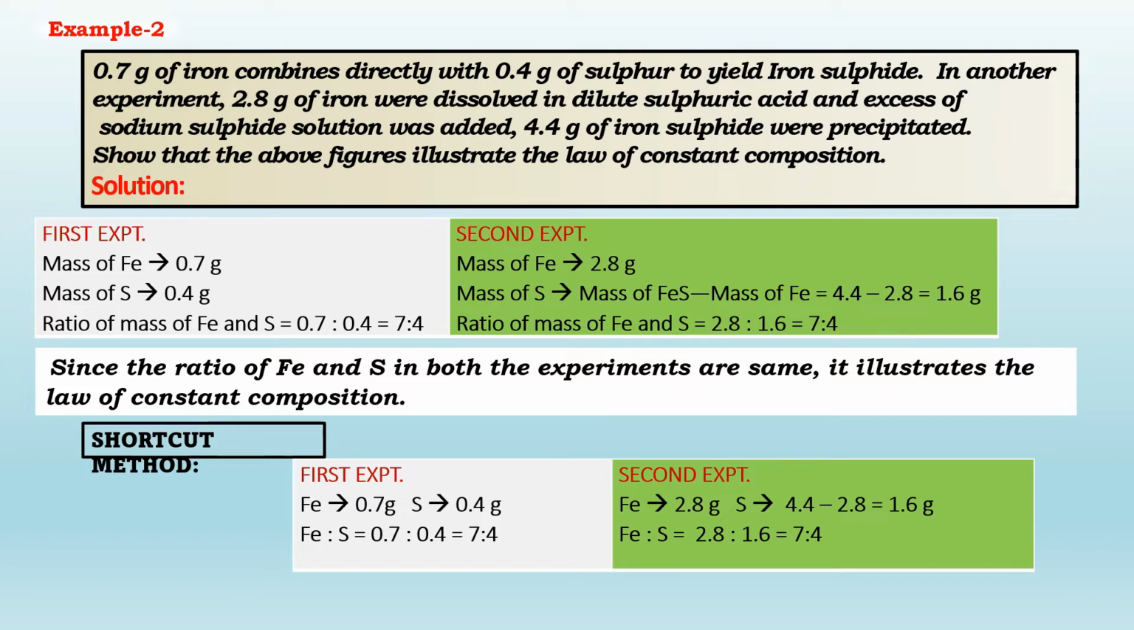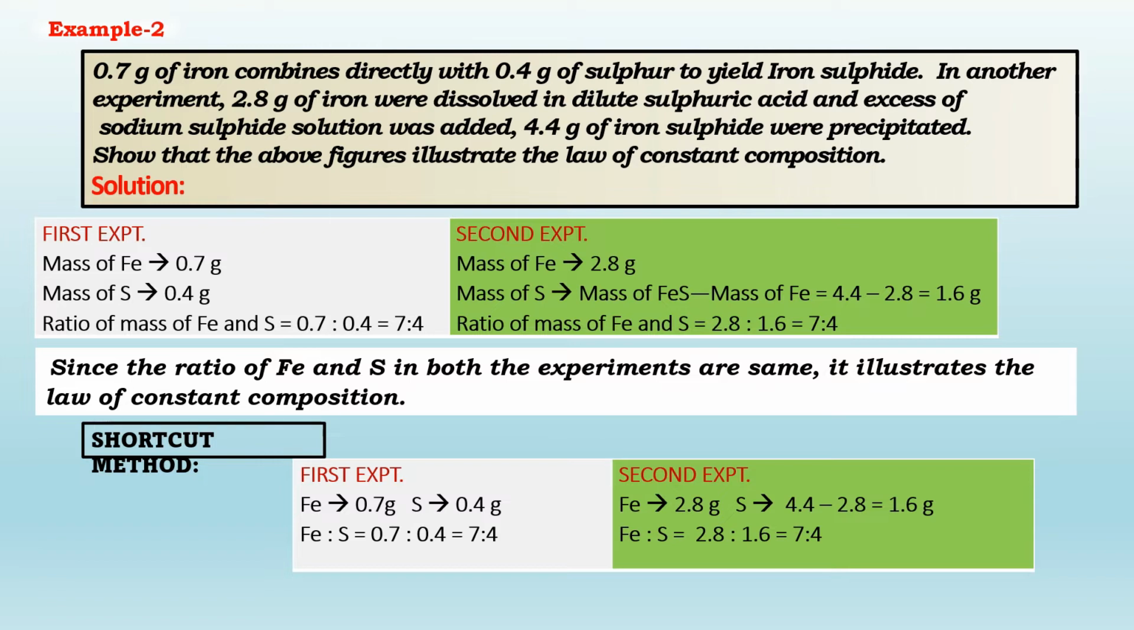7:4. In the second experiment, mass of iron is equal to 2.8 gram. Mass of sulfur is equal to mass of iron sulfide minus mass of iron, that is equal to 4.4 minus 2.8, that is equal to 1.6 gram. Ratio of mass of iron and sulfur is equal to 2.8 is to 1.6, that is also equal to 7:4. Since the ratio of iron and sulfur in both the experiments are same, it illustrates the law of constant composition.